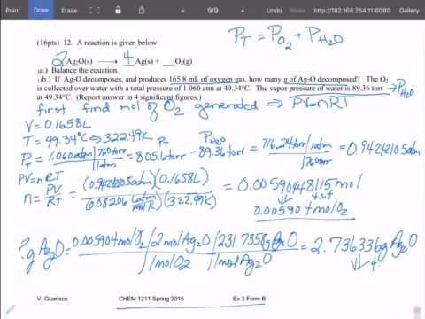Which, again, if we're using 4 significant figures, which is what we're asked to report it in, we get 2.736 grams of silver oxide. This is how you do a collection over water. And this pretty much takes care of the big problems in the test over the thermochemistry chapter and the gas law chapter.